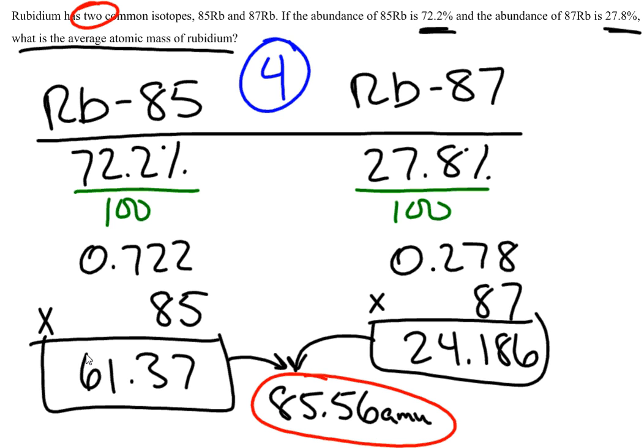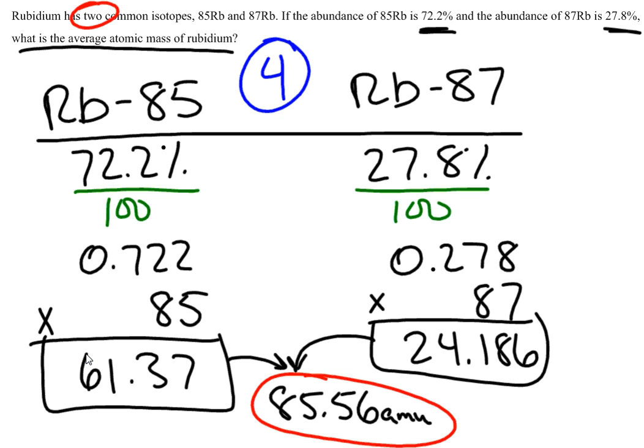And if you recall, my original prediction was that because the abundance of rubidium-85 is much higher than the abundance for rubidium-87, the average atomic mass would be closer to 85. And yeah, it's much closer to 85.